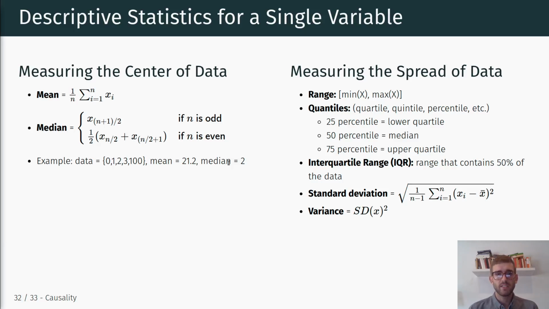Then based on these quartiles, we can also specify the interquartile range, which is the range that contains 50% of the data. Specifically, that is the difference between the 25th percentile and the 75th percentile, because that obviously contains 50% of the data. Okay.